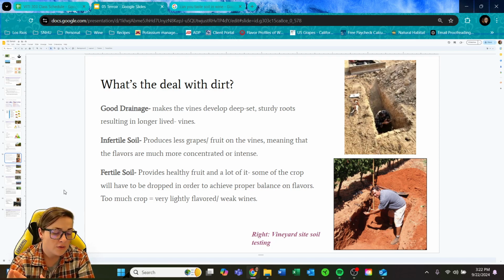If you have fertile soil, it provides healthy fruit and a lot of it. Some of the crop might have to be dropped in order to achieve proper balance. And that's just all something you have to look into for your site.